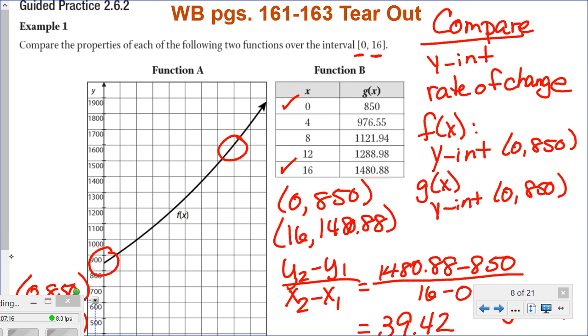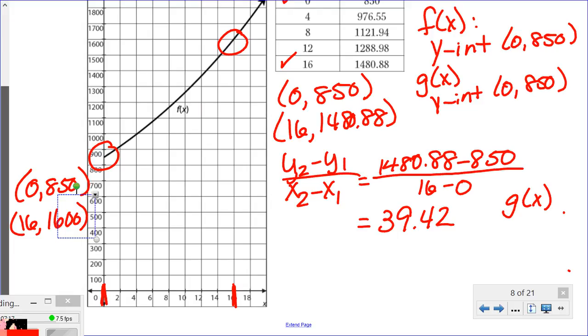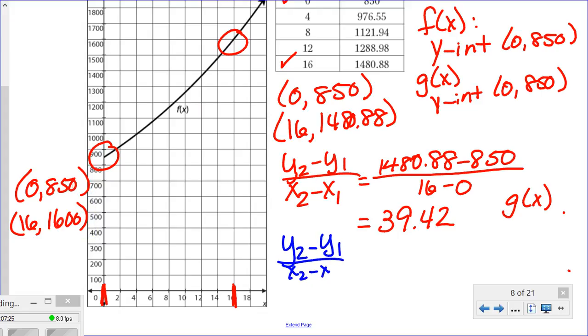When using my slope formula, y sub 2 minus y sub 1 over x sub 2 minus x sub 1.